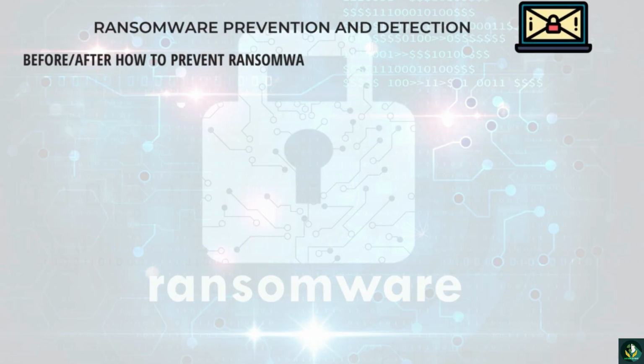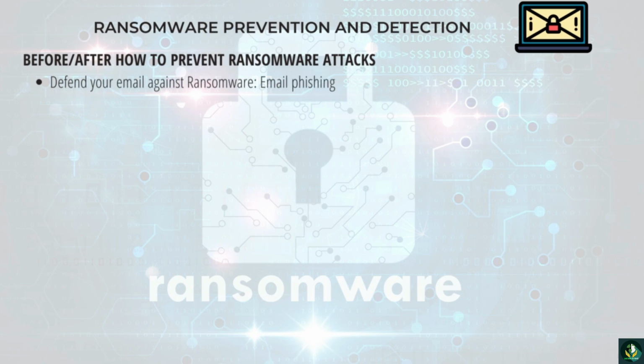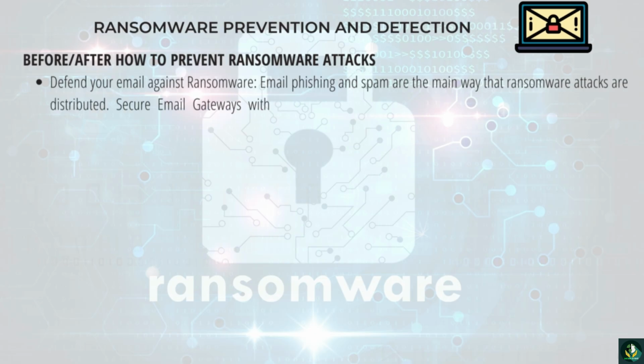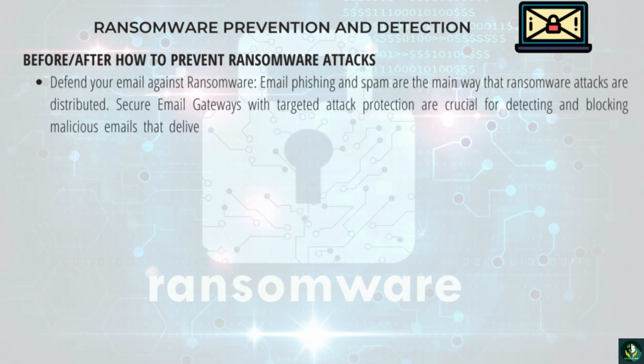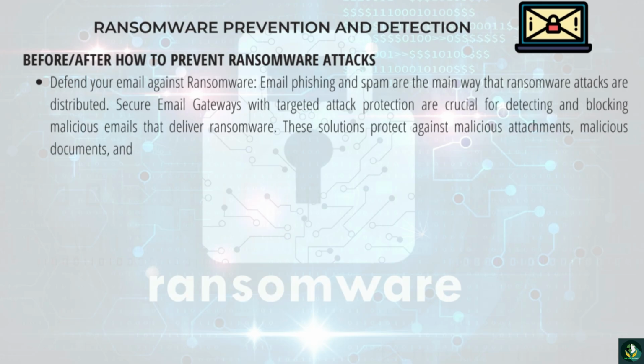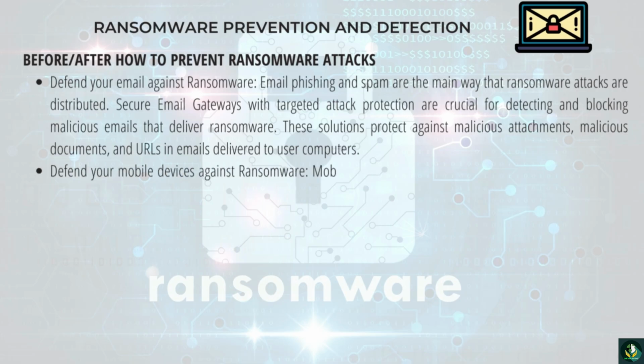Before and after: how to prevent ransomware attacks. Defend your email against ransomware. Email phishing and spam are the main way that ransomware attacks are distributed. Secure email gateways with targeted attack protection are crucial for detecting and blocking malicious emails that deliver ransomware. These solutions protect against malicious attachments, malicious documents, and URLs in emails delivered to users' computers.